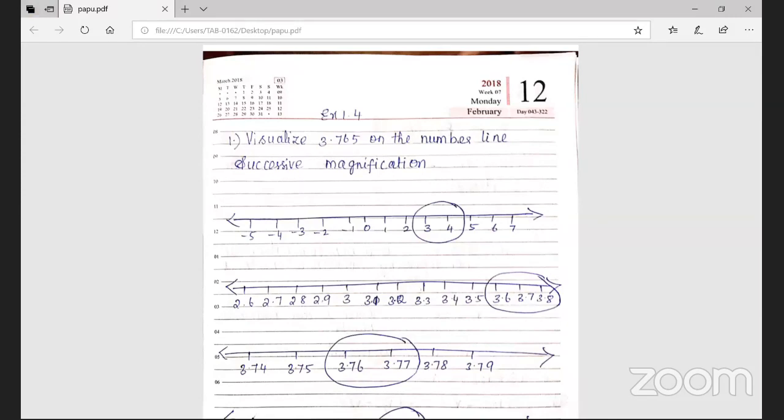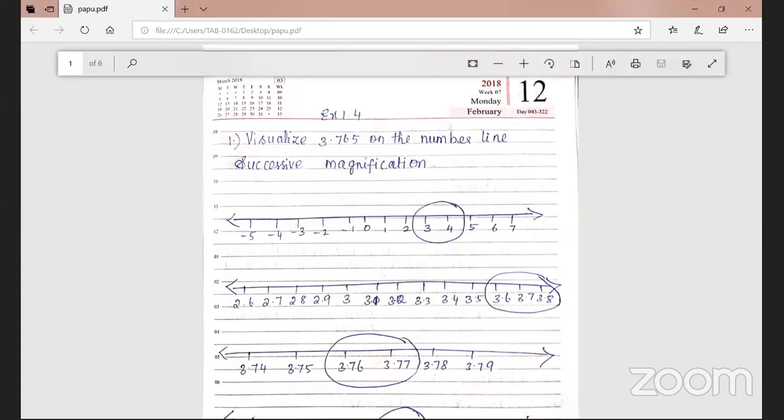Very good, Nandita. Non-recurring numbers: it must be in the form of decimal number. It has more than different numbers in more. Okay. Very good, Nandita.